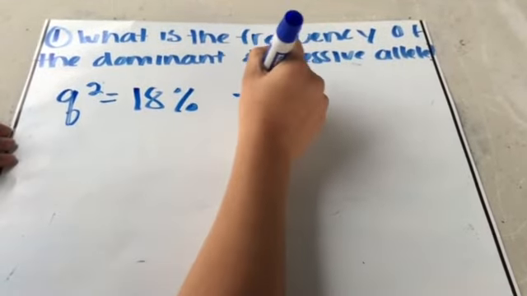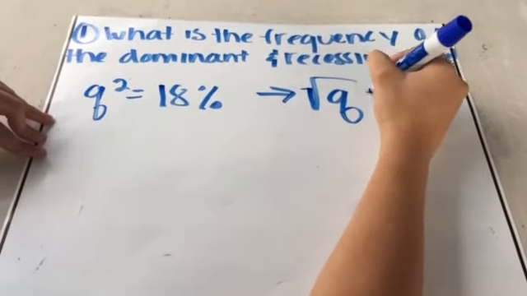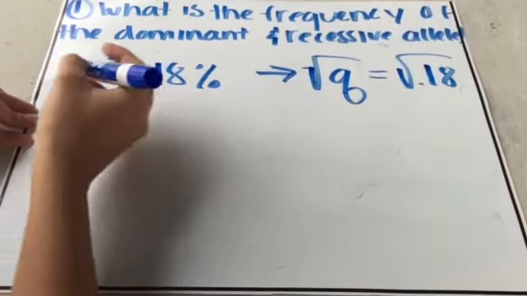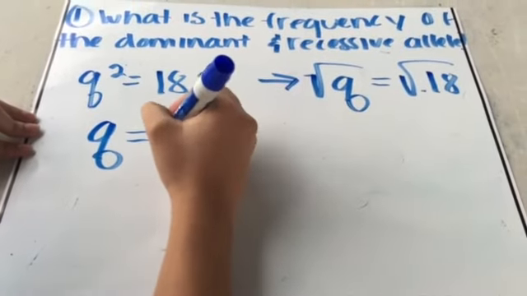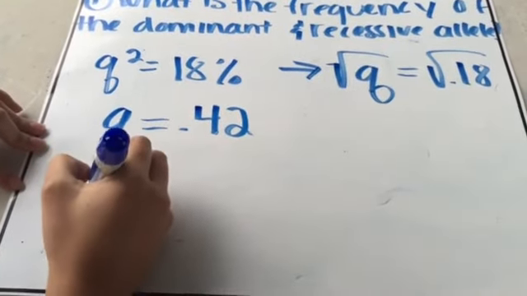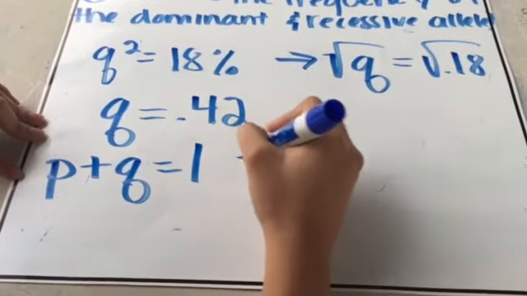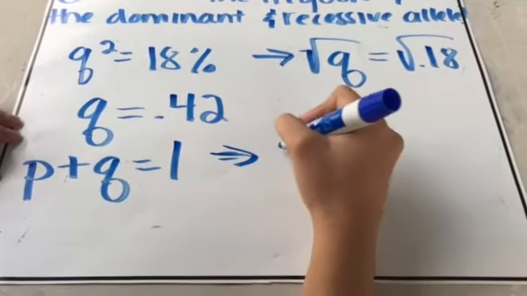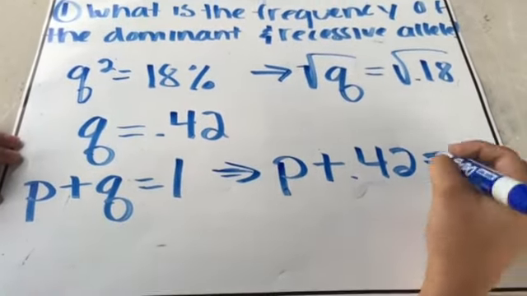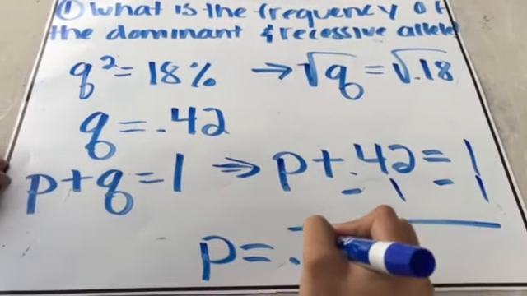So now what you have to do is take the square root of both sides, which is Q equals the square root of 0.18, and then you get Q equals 0.42. Now you're going to solve this equation, P plus Q equals 1. We know that Q equals 0.42, so P plus 0.42 equals 1. Now you subtract 0.42 on both sides to get P equals 0.58.